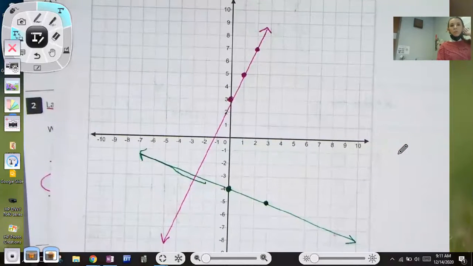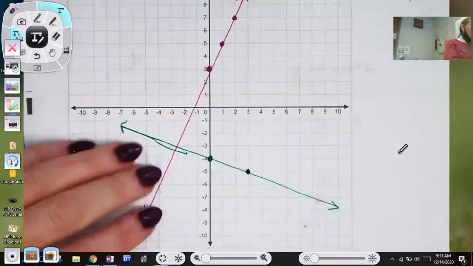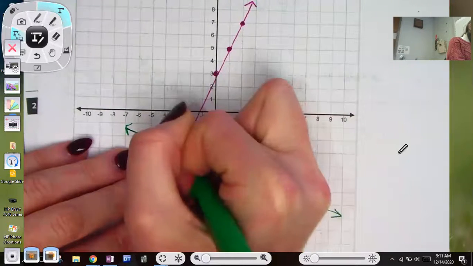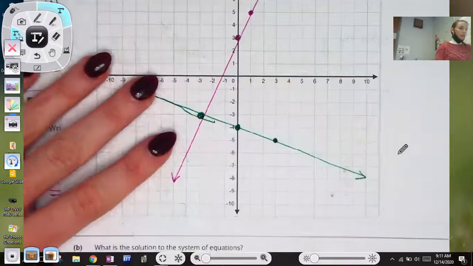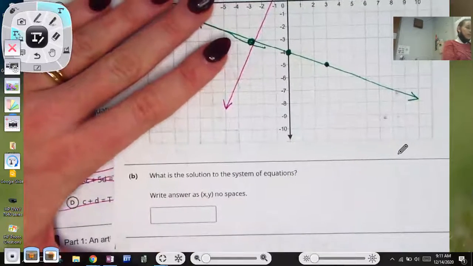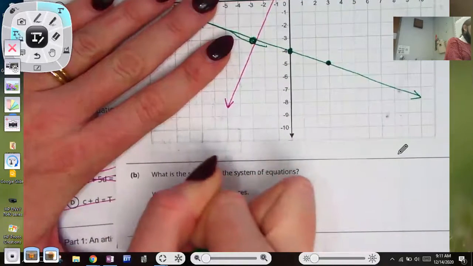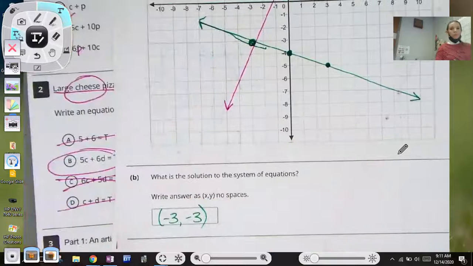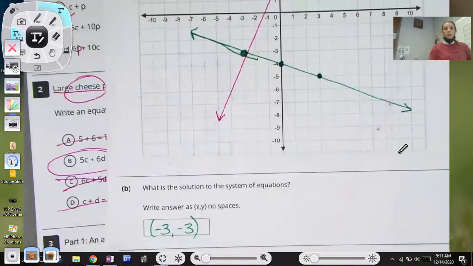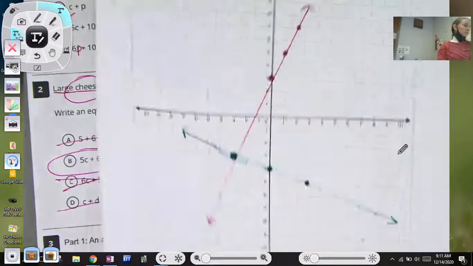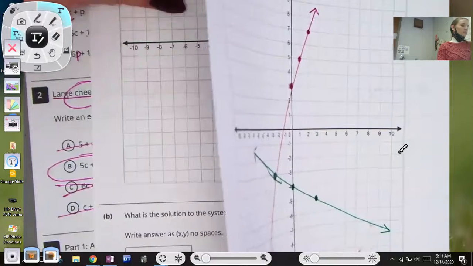All right, and because I was off a little bit, mine's not perfect, but it intersects at -3, -3. So it says, what is the solution? -3, -3. If you do it on the thing, you can see where it intersects. Luke, did it work that time? Yes. Awesome. All right, a few more and then we are finished.